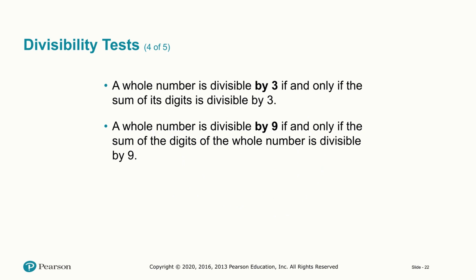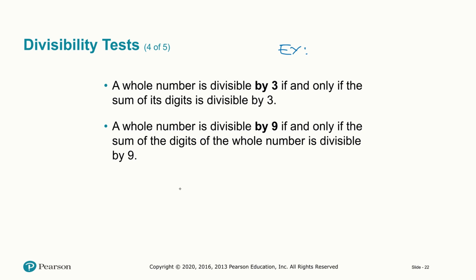Okay, we're going to add two other divisibility tests to our repertoire, and that is divisibility by 3 and divisibility by 9. They're both very easy. They are both true if the sum of the digits is divisible by the given number. So a whole number is divisible by 3 if and only if the sum of its digits is divisible by 3. Same goes for 9. A whole number is divisible by 9 if and only if the sum of the digits of the whole number is divisible by 9.